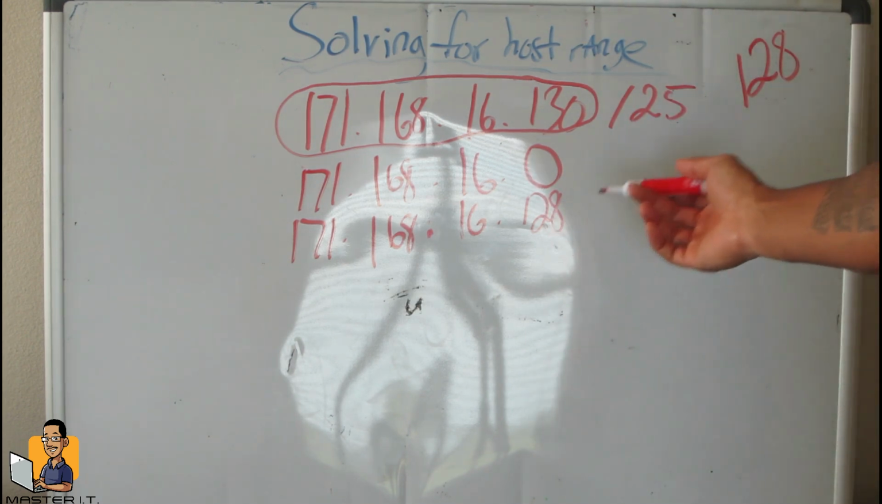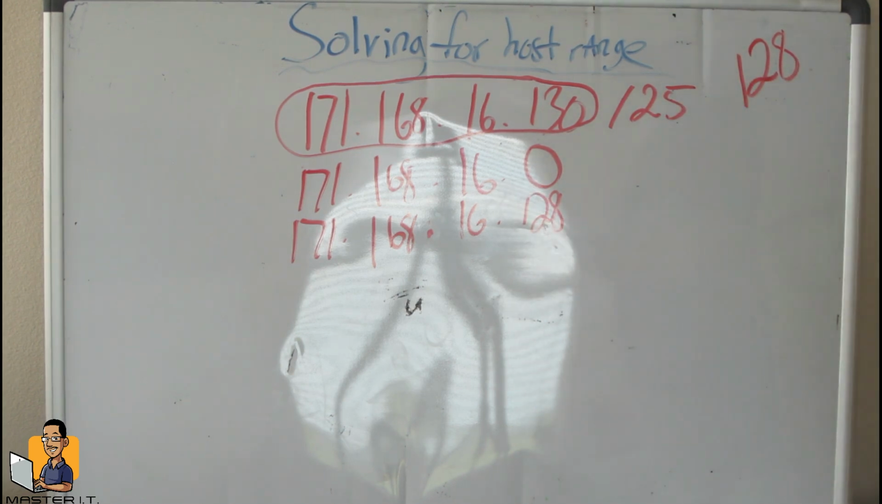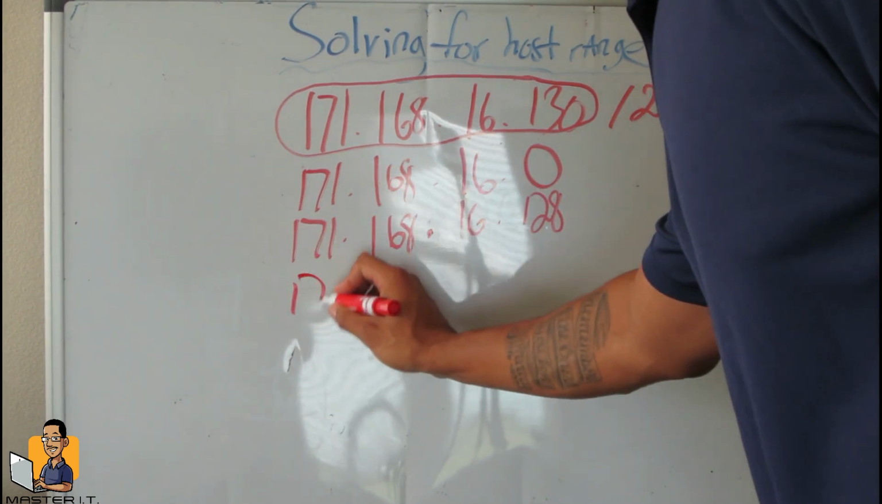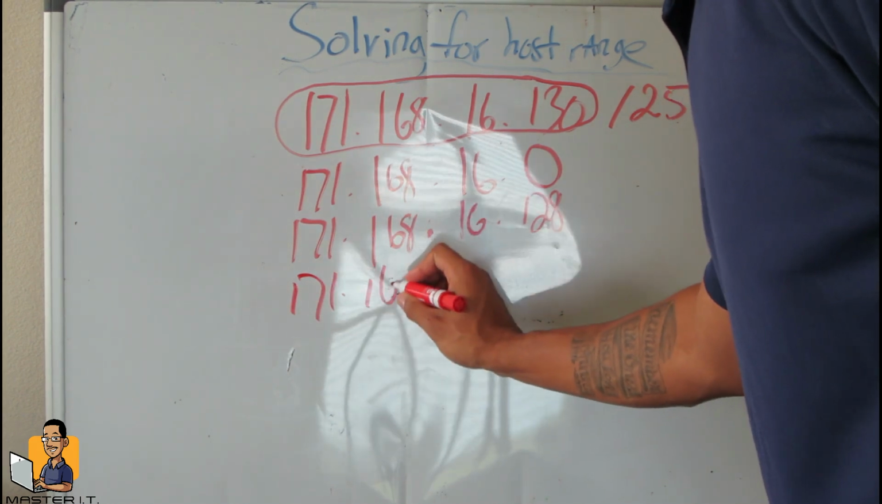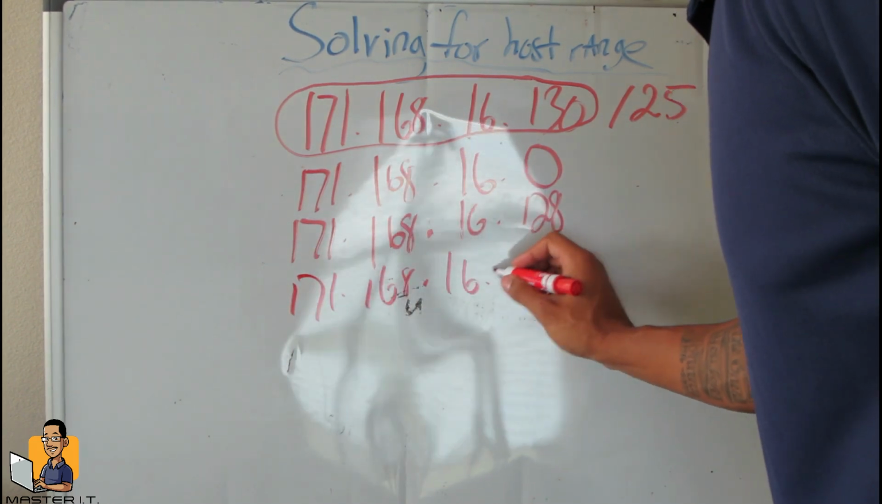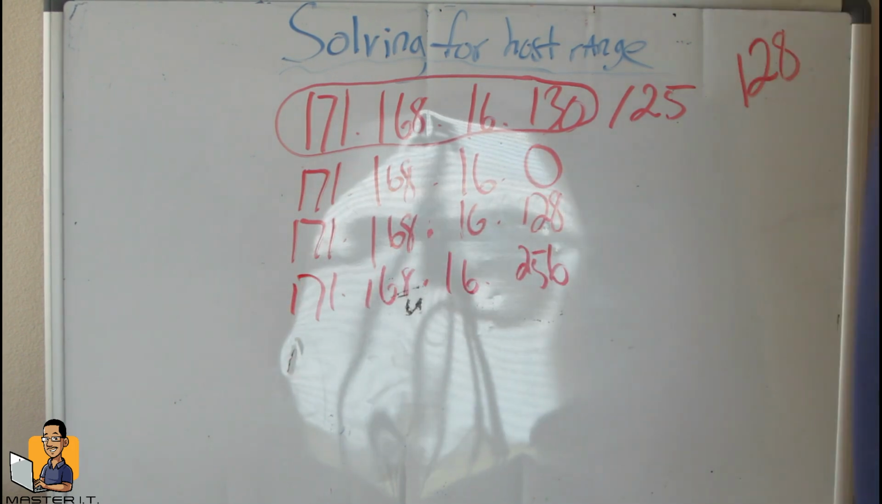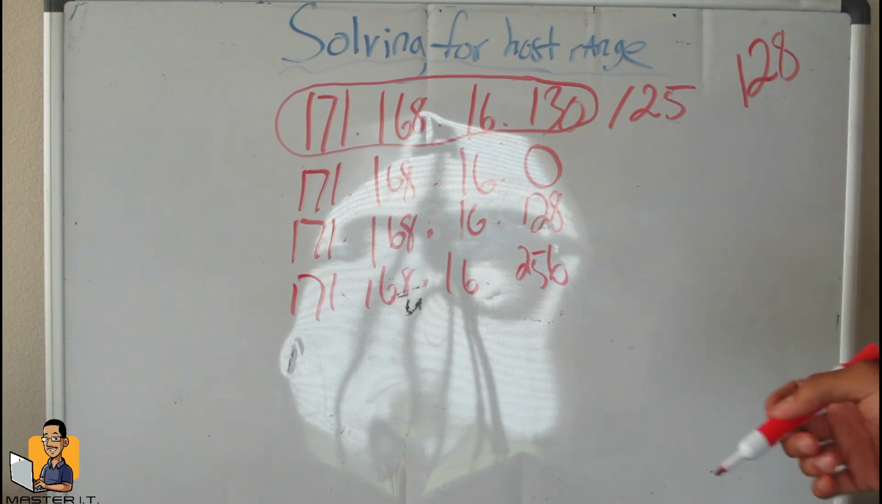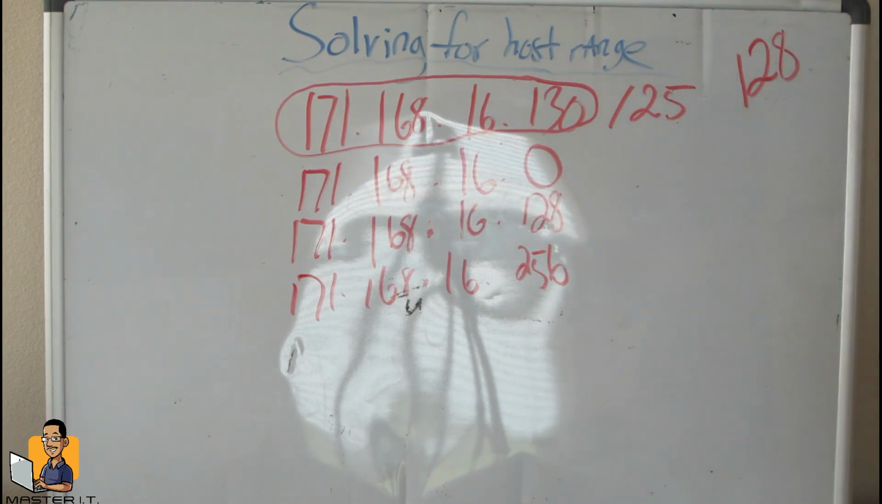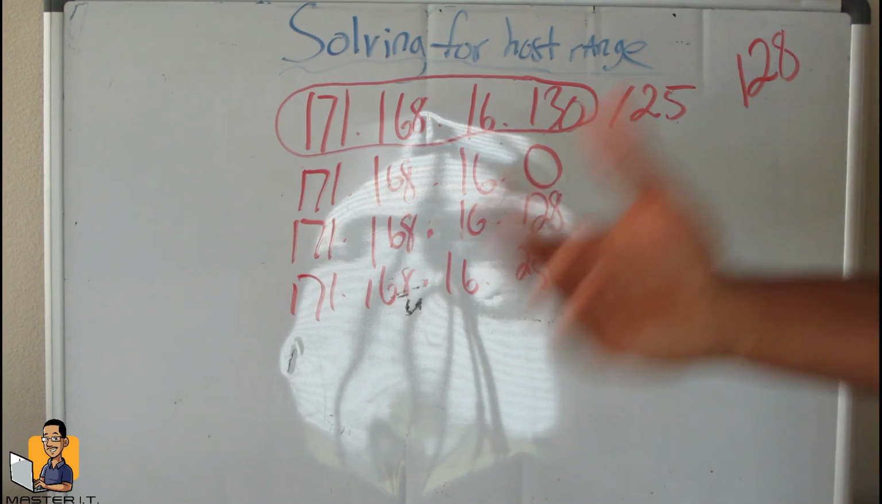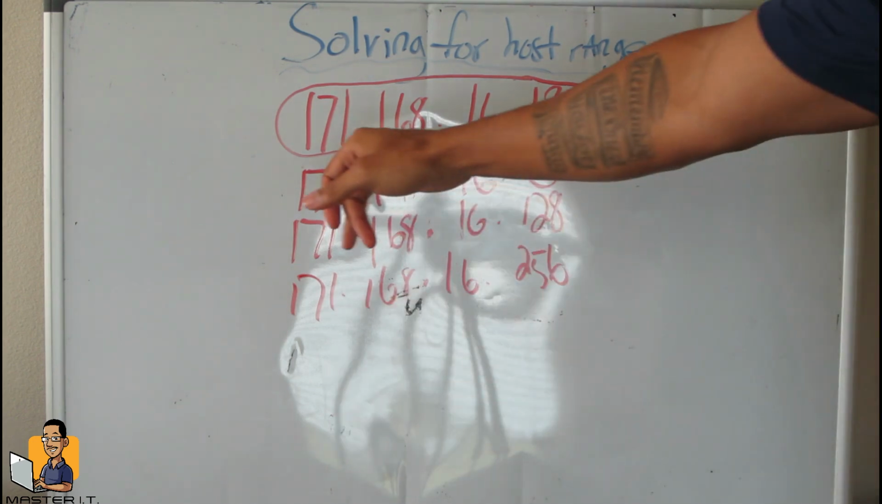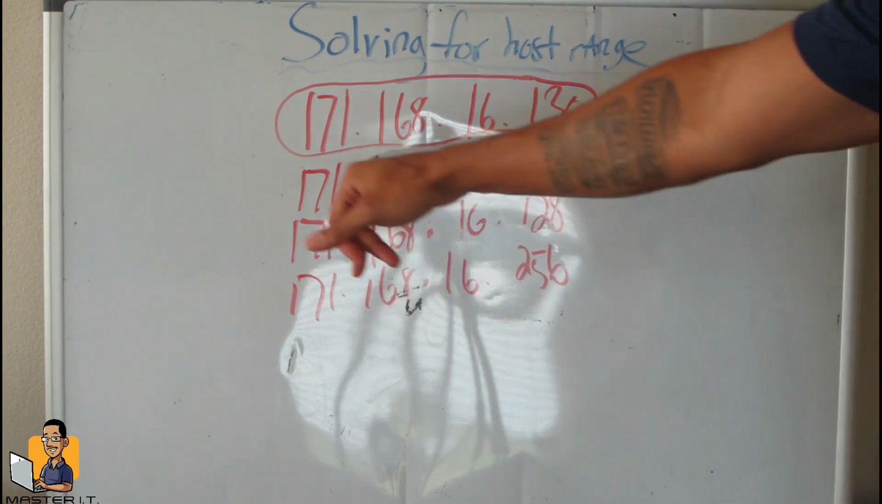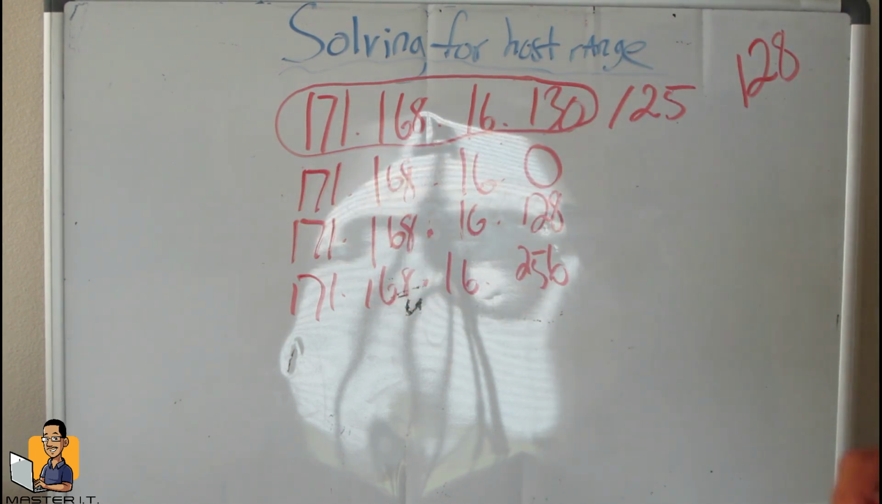So 128, what would our next network be? 171.168.16.256. So let's figure out these spaces in between, okay? Our first network is 171.168.16.0. That is our network ID. Remember, one of the things we had to take away for hosts, that is the actual network. These are the actual network IDs, all right?